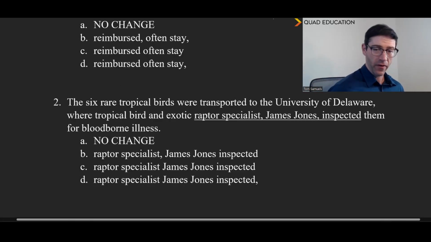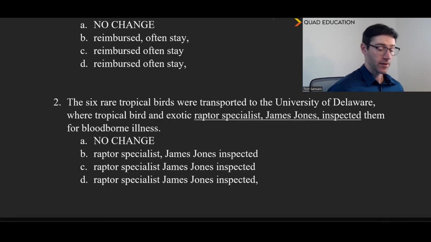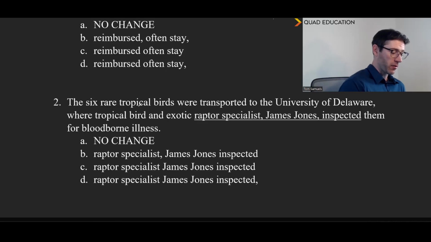Okay, next one here, see how this one goes. Okay, let's take a look. The 6 rare tropical birds were transported to the University of Delaware, where tropical bird and exotic raptor specialist James Jones inspected them for bloodborne illness. And we have James Jones as an appositive here. And so let's read without James Jones, where tropical bird and exotic raptor specialist inspected them for bloodborne illness.